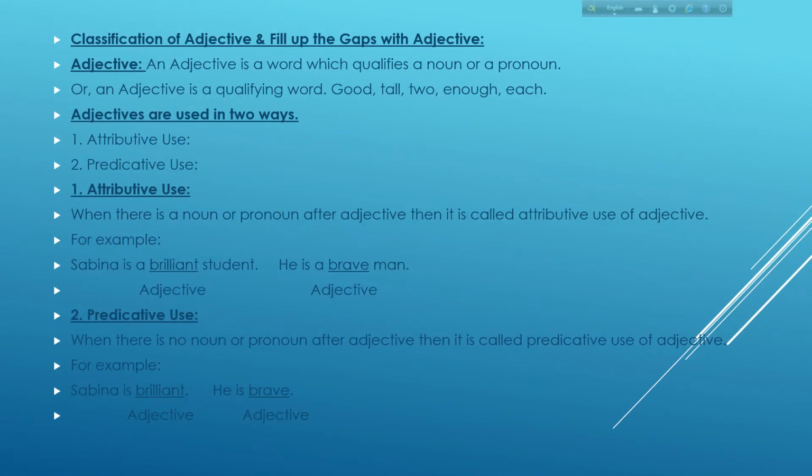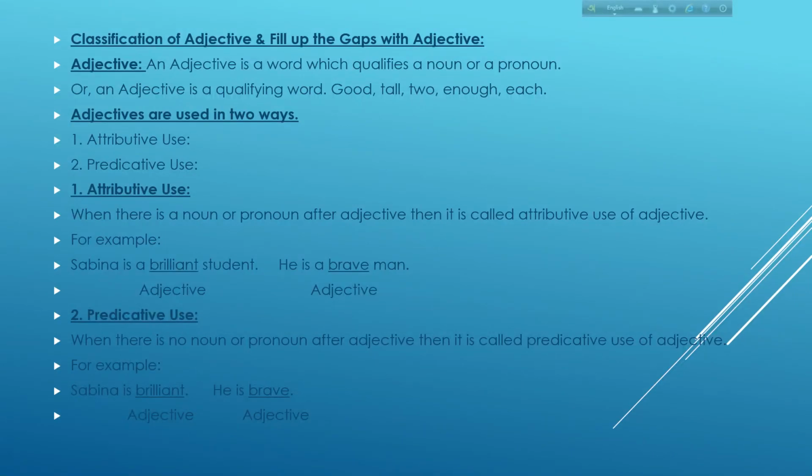So adjectives are used in two ways: attributive use and predicative use. When there is a noun or pronoun after the adjective, then it is called attributive use of the adjective. For example, Sabina is a brilliant student. Here brilliant is attributive use, and he is a brave man, brave also. The adjective is attributive use here.